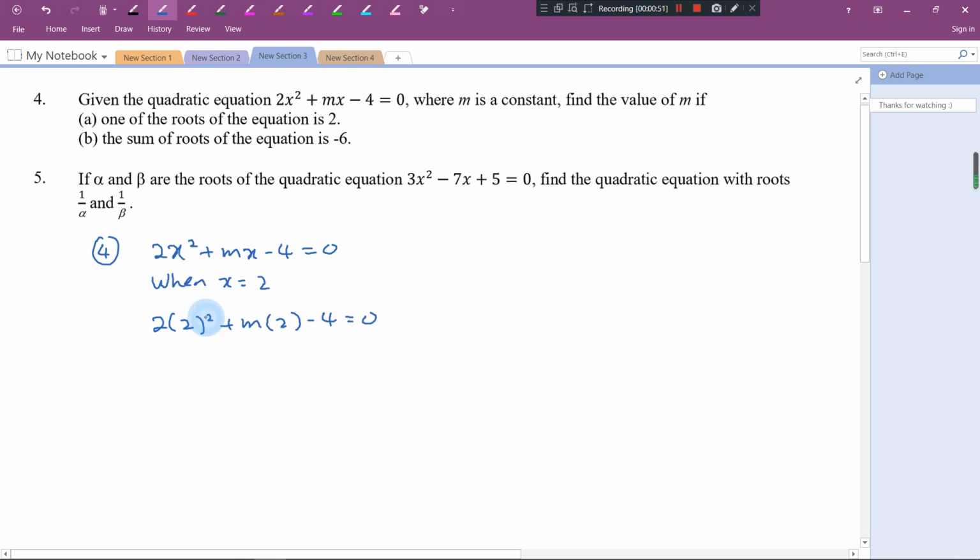So 2 squared, you will get 4. 4 times 2, 8. Plus 2m minus 4 is equal to 0. And then this is 8 minus 4, 4. 2m is equal to negative 4. m is equal to negative 4 over 2, which is equal to negative 2.